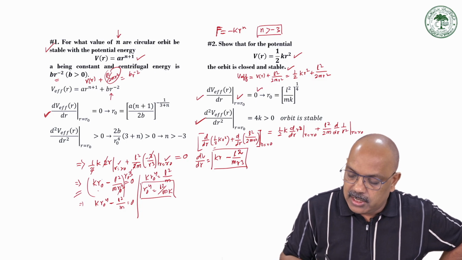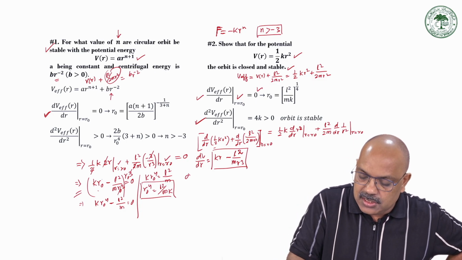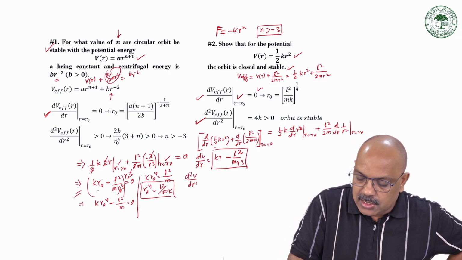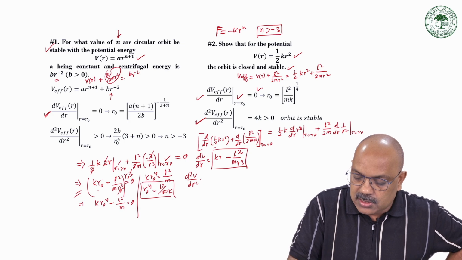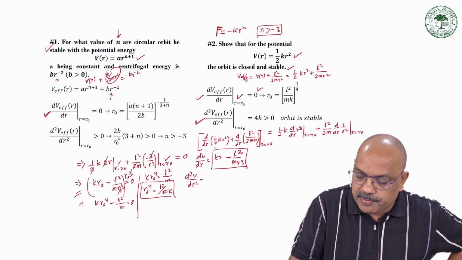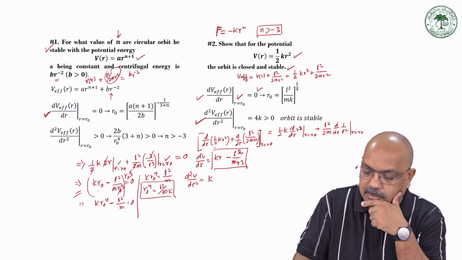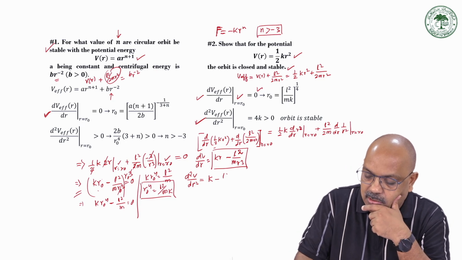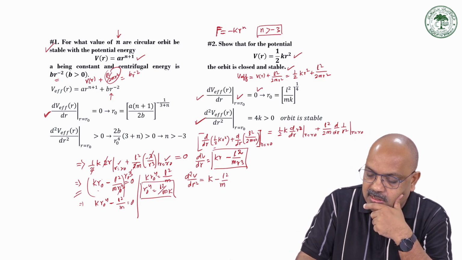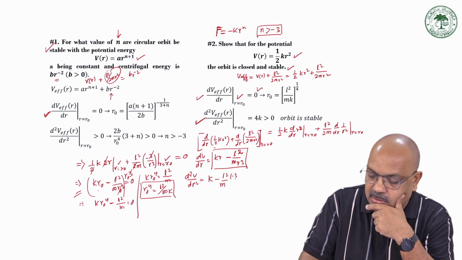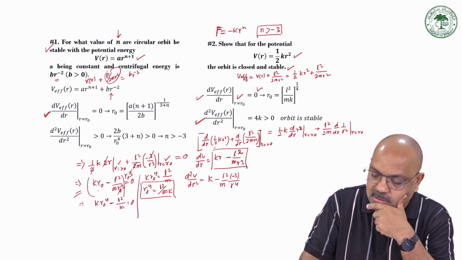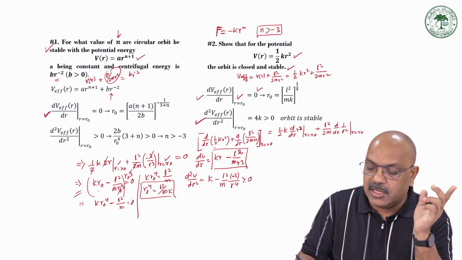Now I have to double differentiate it. The double derivative is d²V/dr², so this is going to be k, because with r it is going to be k, and then minus L²/m times r³, which gives minus 3/r⁴. Then this is minus 3, and this has to be greater than or equal to 0.